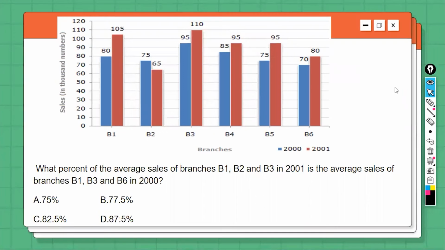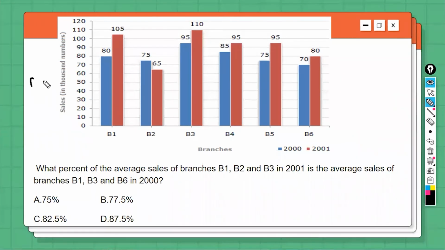What percentage of average sales? We will just do 2 more problems in bar graph, and then we'll move on to pie chart. This one and the next one. I'll give you guys 1 minute. Maybe you can give it a try. What percentage of average sales of branches B1, B2, B3 in 2001? 2001 is the maroon color. B1, B2, B3, so this and this average.